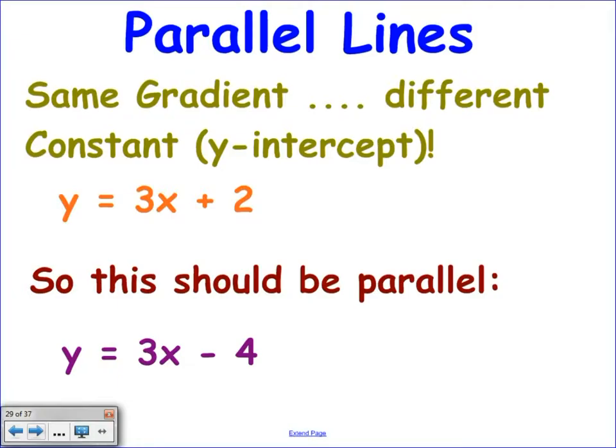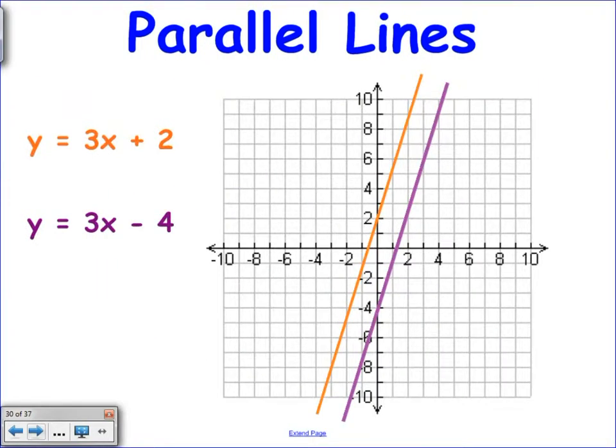So in mathematics, to spot a parallel line, the gradients are the same, but the y-intercepts are different. The gradients are saying the steepnesses are identical, but these 2 lines are placed differently on my y-axis. So if we look at the 2 examples, 3x plus 2 and 3x minus 4, the gradient of the purple line is 3. The gradient of the orange line is also 3. But because they have a different y-intercept, the lines are parallel. Okay?